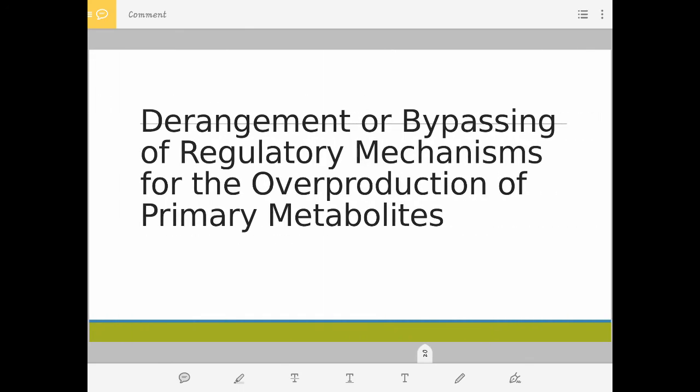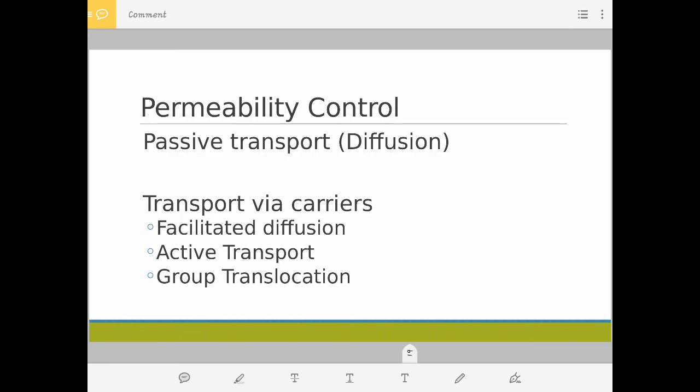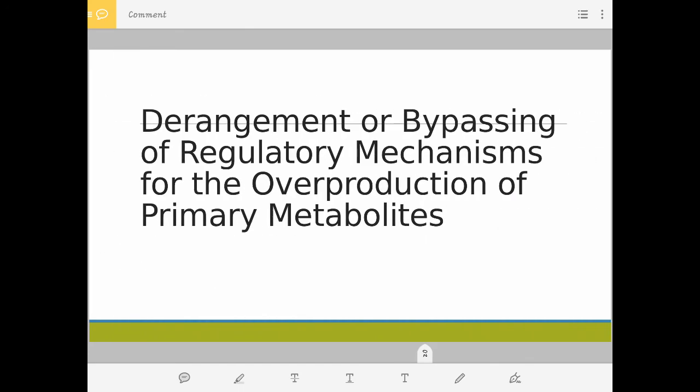Okay, so that's for metabolic control. In the next video, we will be discussing regulatory mechanisms for overproduction of primary metabolites. So basically, we already discussed how these cells control their metabolism. In the next video, we will be discussing how metabolic engineers utilize those controls in order to suit their own needs.